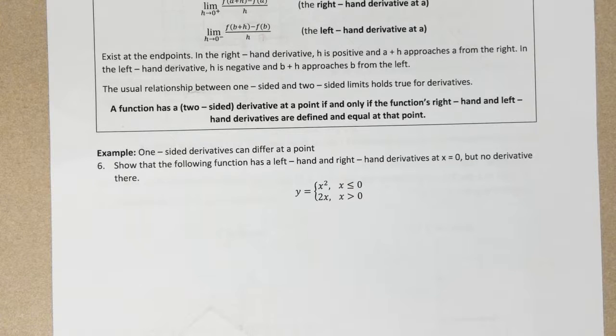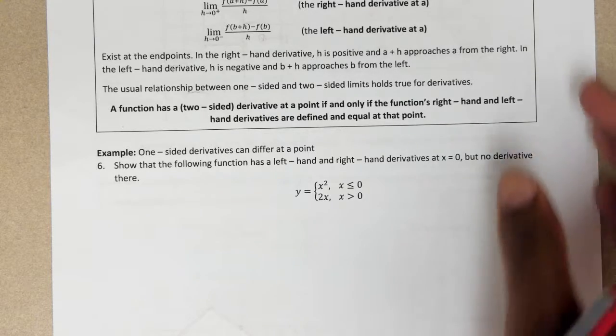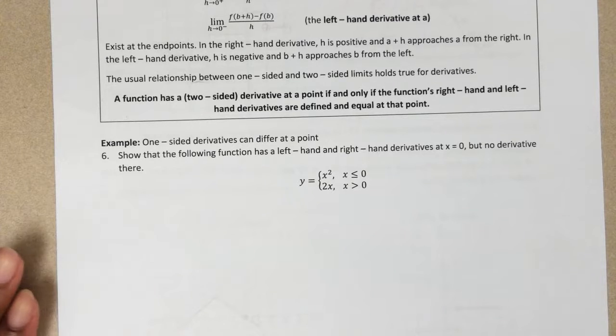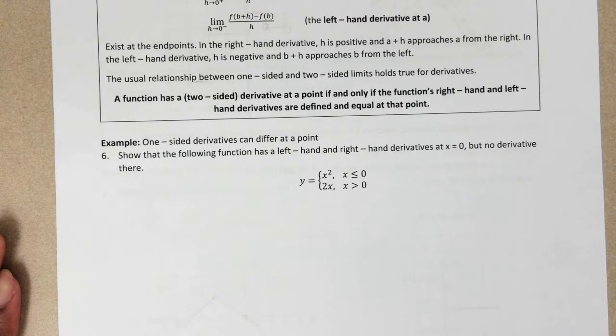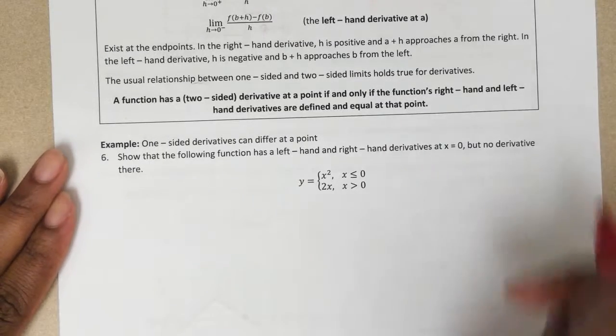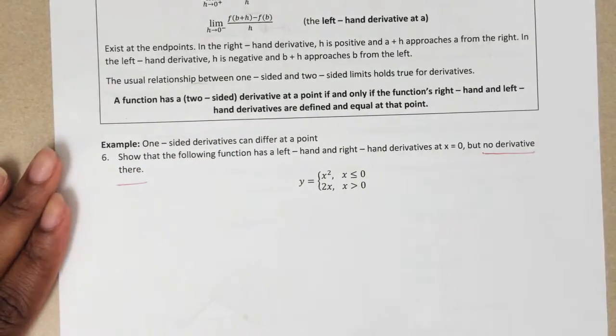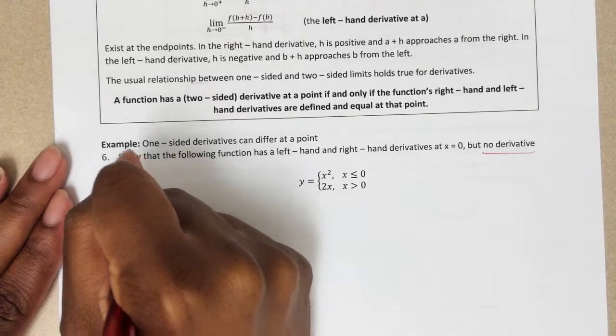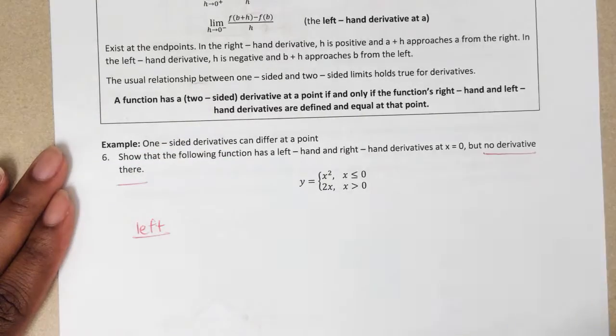So we want to show that the function has a left-hand and a right-hand derivative at 0, but no derivative at 0. So in order to do that, we need to verify the existence of a left-hand derivative and verify the existence of a right-hand derivative. And if we want to prove that there is no derivative, then the left and the right cannot be equal to each other. So the left-hand derivative would be the derivative of x squared.